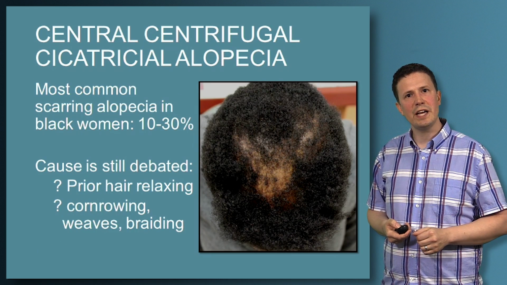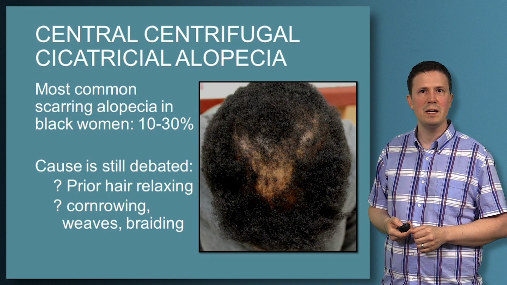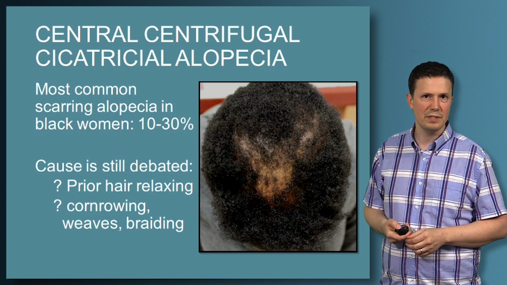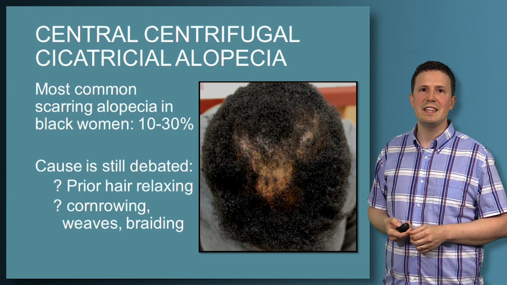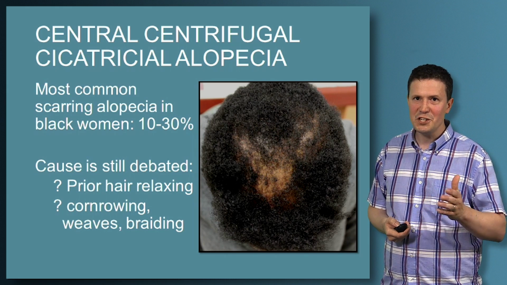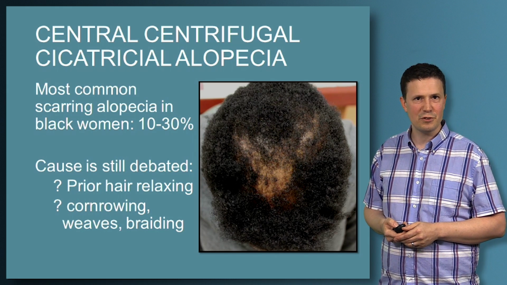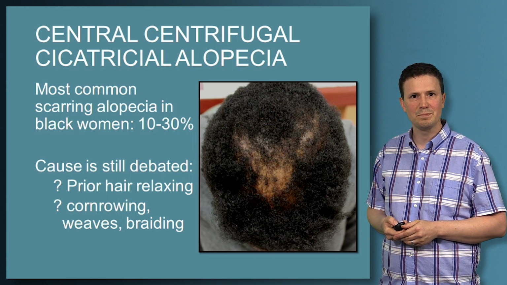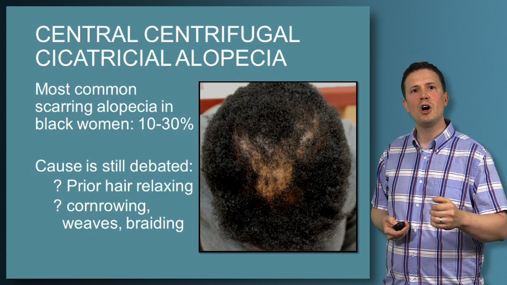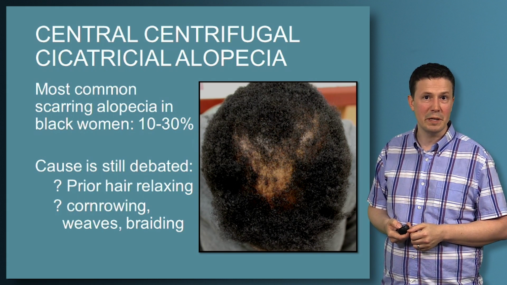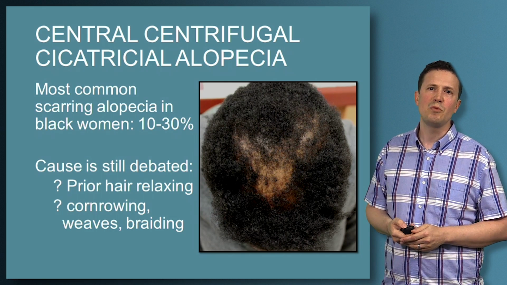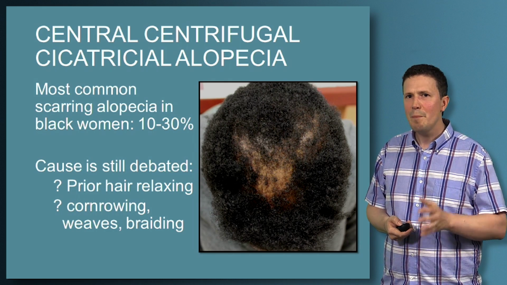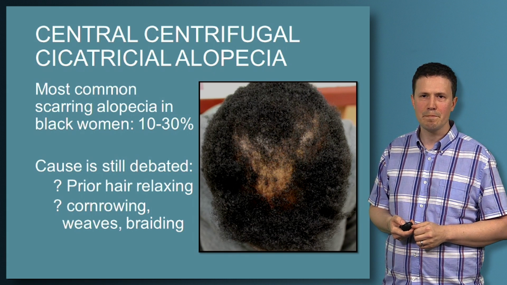The second scarring hair loss condition that I like to describe is central centrifugal cicatricial alopecia. And it may be obvious that we abbreviate this to CCCA. It's much easier to say than central centrifugal cicatricial alopecia. This is one of the most common scarring alopecias in black women. And in fact, 10 to even as high as 30% of women with afro-textured hair may have CCCA.